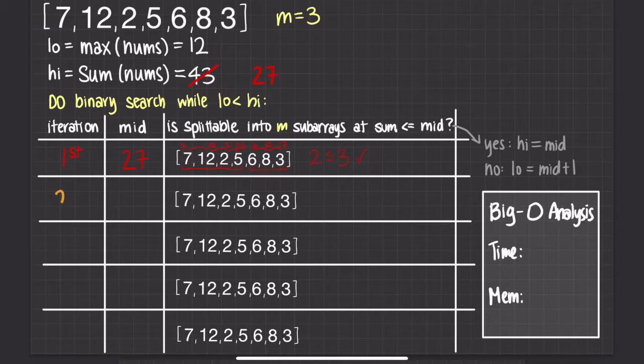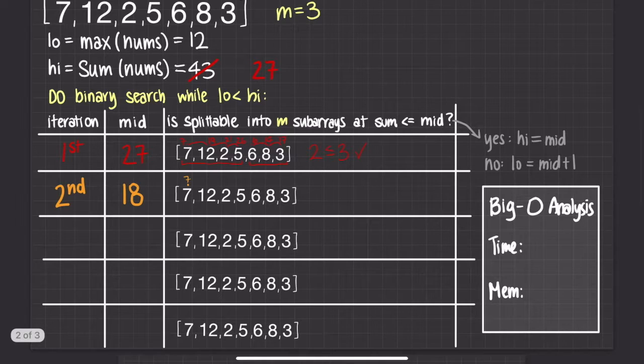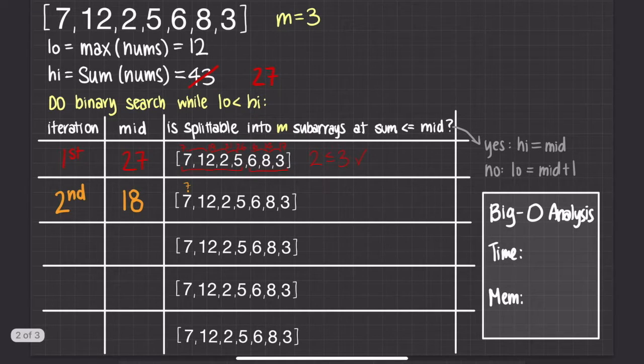On our second iteration, our midpoint is going to be the middle between 27 and 12, which would be 18. Now let's check if nums is splittable into 3 subarrays, where each subarray sum is less than or equal to 18. Starting off, we have 7 here, but we can't continue to 12 because otherwise we get 19, which is greater than 18. So this is one subarray on its own. Starting again at 12, we have a sum of 12, then 14, and we can't continue, otherwise we hit 19, and that's too large.